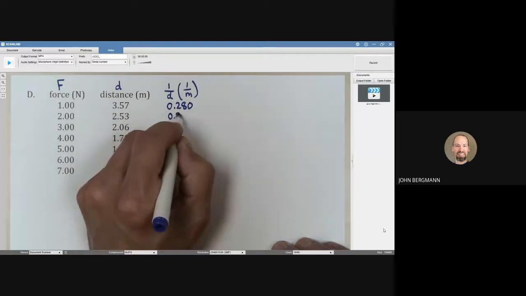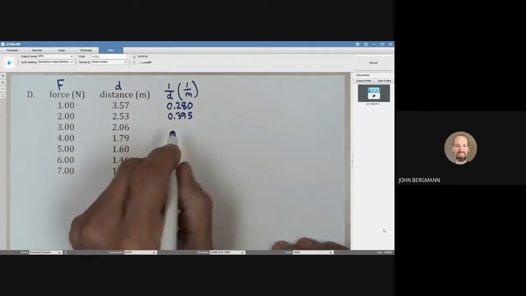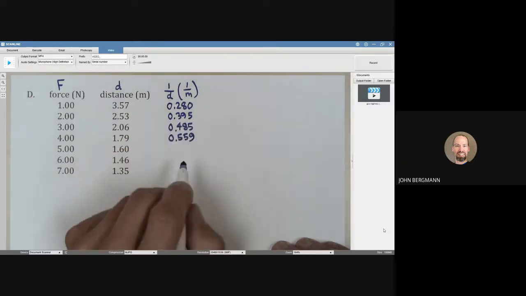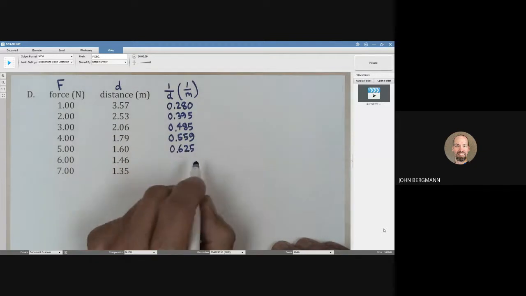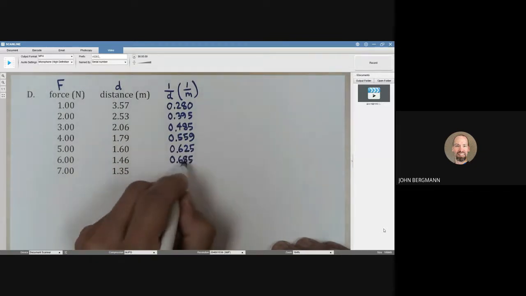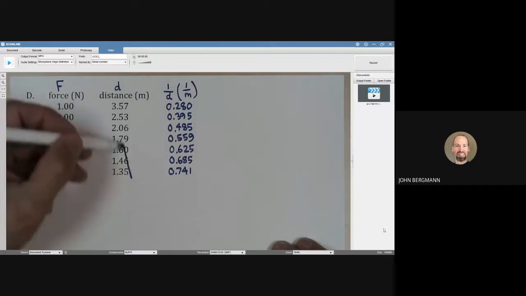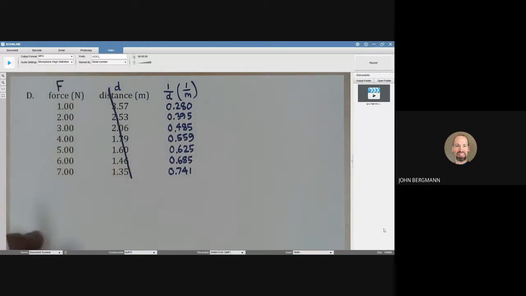0.280, 0.395, 0.485, 0.559, 0.625, 0.685, and 0.741. Once we've done that, I like to put a line through that data because it's no longer going to be a value in terms of what we need to type into our calculator. So both columns are on the increase. Looks good. Now we check for linearity.